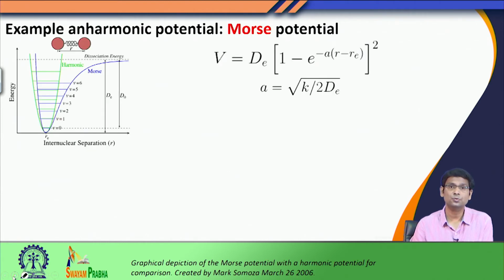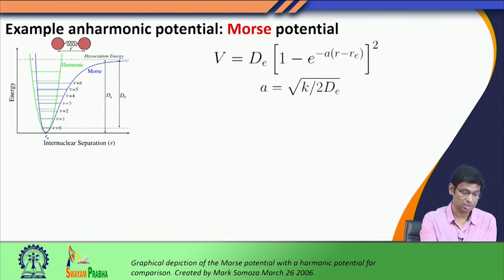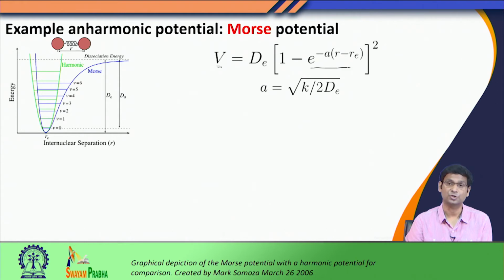Now, we will discuss one example anharmonic potential, and in this case we take a very popular potential, that is the Morse potential. The blue curve over here is shown as the Morse potential, and the green curve here is the harmonic potential. So, the harmonic potential, that means V equals half k x square, and the Morse potential is shown over here, where there is a term D E times 1 minus, and we have an exponential term over here.